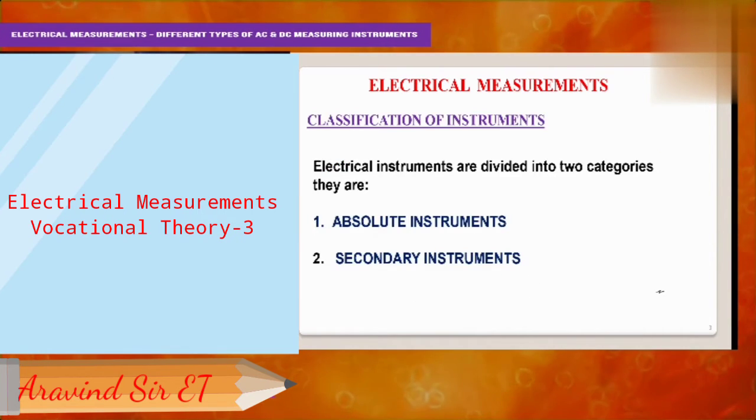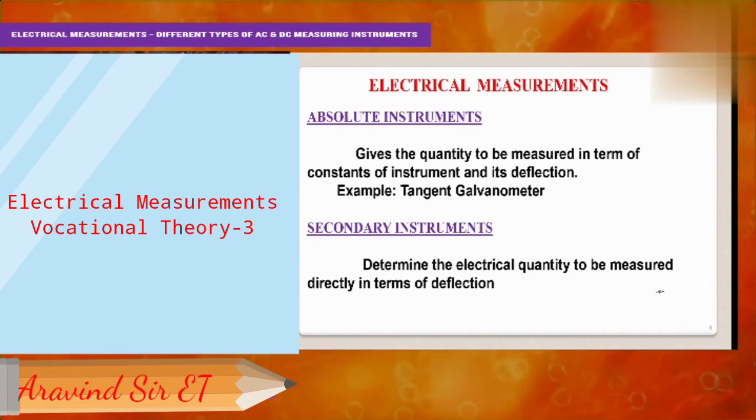What are the types of electrical measurements? There are basically two types: absolute instrument and secondary instrument. What is meant by absolute instrument? In an absolute instrument, whatever quantity we measure, current, voltage or power, is given in terms of its constants, like the length of the wire or the deflection angle. Just by taking that and multiplying by the corresponding constant, we calculate the electrical quantity. The best example is the tangent galvanometer.